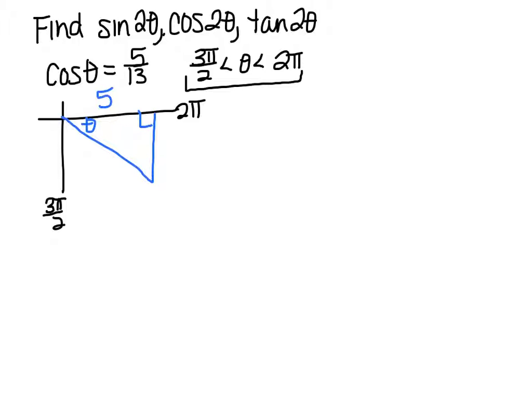Cosine is 5, the hypotenuse is 13, adjacent over hypotenuse. When I use the Pythagorean theorem, I get this length is 12, and directional-wise, it is negative 12. So our goal is to find these pieces now that I've drawn out my triangle.